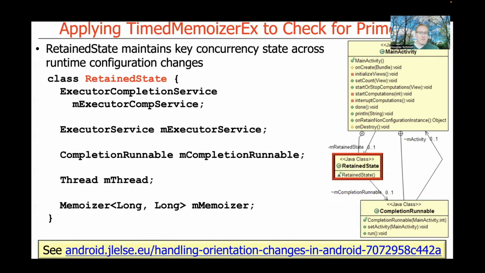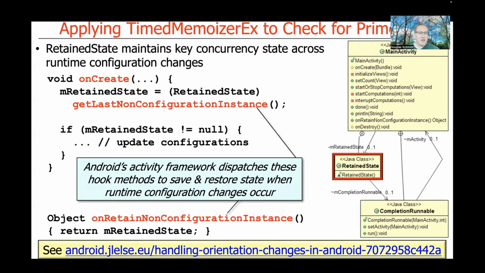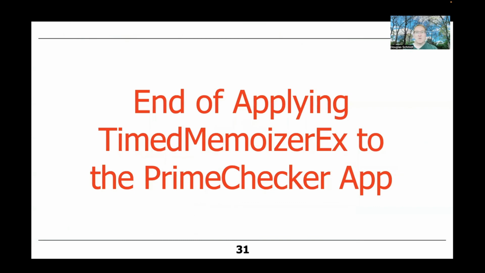Because we're running on Android, we have to deal with what happens when a phone rotates. So we have this retain state method that keeps track of rotations, and it stashes all the concurrent state so that things can continue running concurrently, even if the main activity is destroyed and recreated. So that's the end of the overview of applying TimedMemoizerEx. If you were to go back and take a look at the previous discussions, you'd see that they all have pretty much the same logic. It's just that we've now switched from using a timed memoizer to a TimedMemoizerEx. And we also tweaked, for example, the type of thread pool, but the basic logic remains very similar.